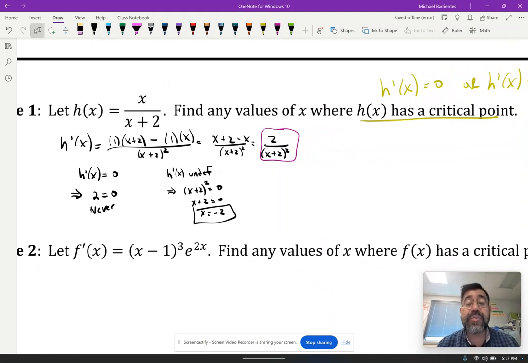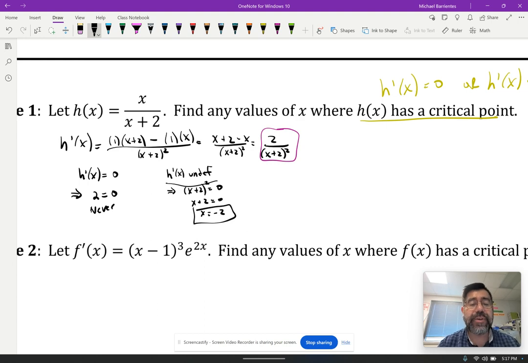Why is it a critical point? Because it causes the derivative to be undefined. If I were to substitute negative 2 into the derivative, I would get 2 over 0, and that's an undefined value. And that's a critical point. However, there is no x value that I can substitute into that purple box derivative equation that will make the derivative equal to 0. So there is no critical point caused by that, but there's a critical point caused by undefinedness.